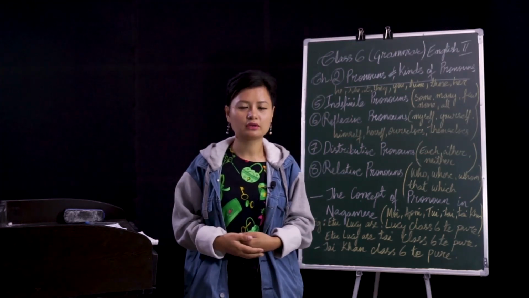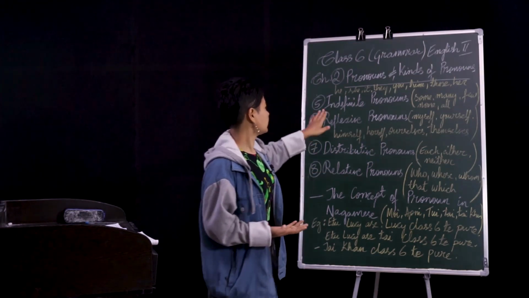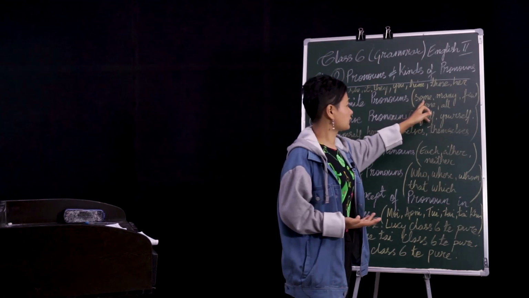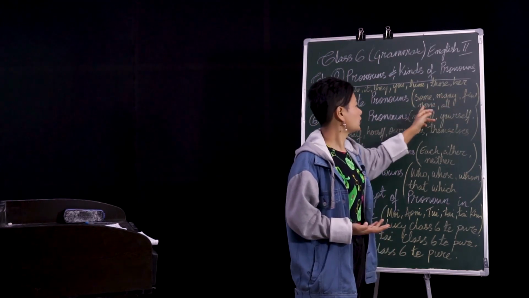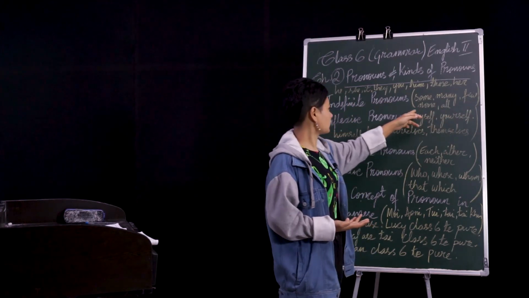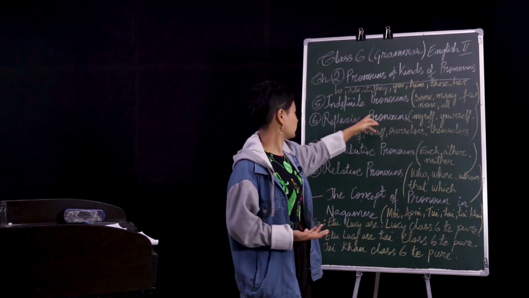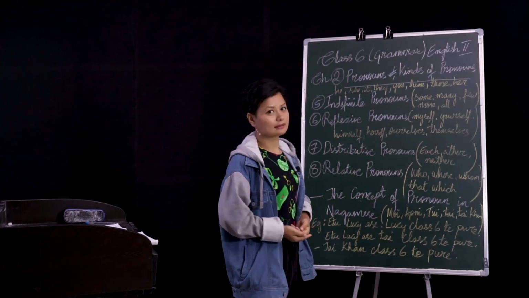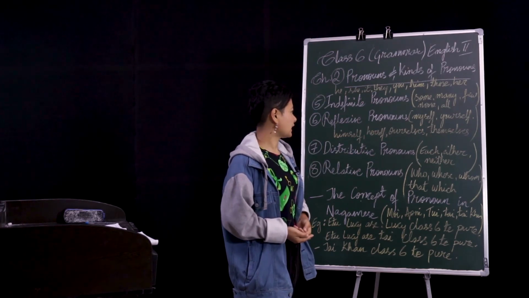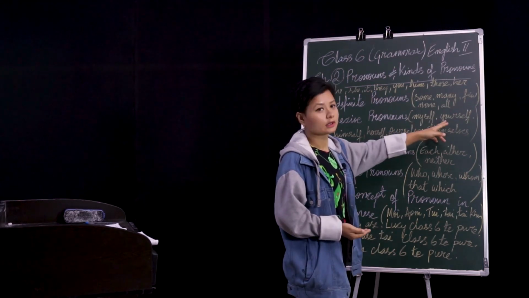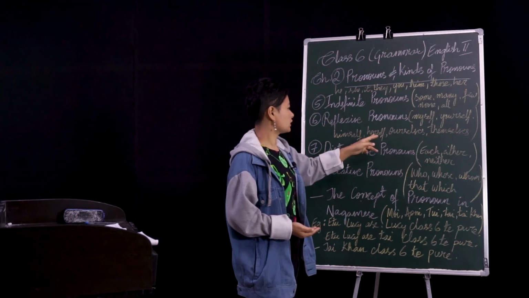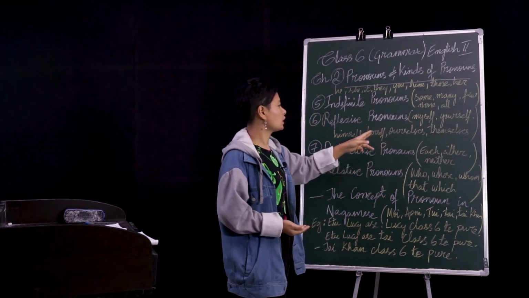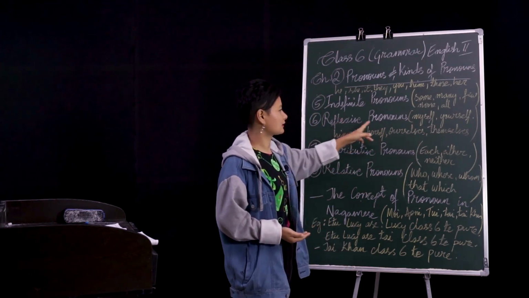So today we will be doing the remaining 4, that is indefinite pronouns. Here some of the examples of indefinite pronouns are some, many, few, none, and all. The next one, the 6th one, is reflexive pronouns. Some of the examples under reflexive pronouns are myself, yourself, himself, herself, ourselves, or themselves. So these are some of the words that will come under reflexive pronouns.